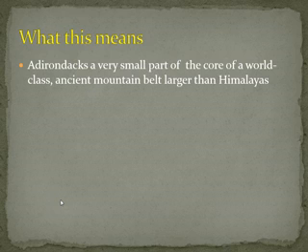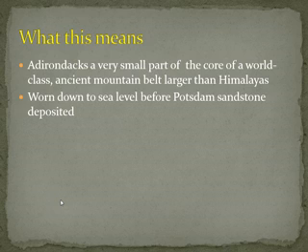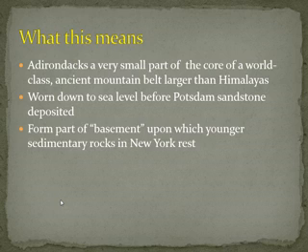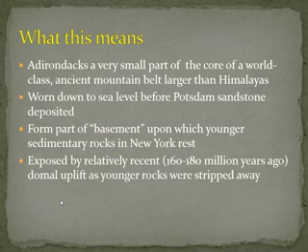So what does this all mean? Well, it means that the Adirondacks are a very small part of the core of a world-class ancient mountain belt that at one time was larger than the Himalayas. They were worn down to sea level before the Potsdam sandstone was laid on top of them. The Potsdam sandstone was put down in the Cambrian. They form part of the basement upon which the younger sedimentary rocks in New York rest unconformably. They've been exposed by a relatively recent domal uplift as the younger rocks were stripped away.